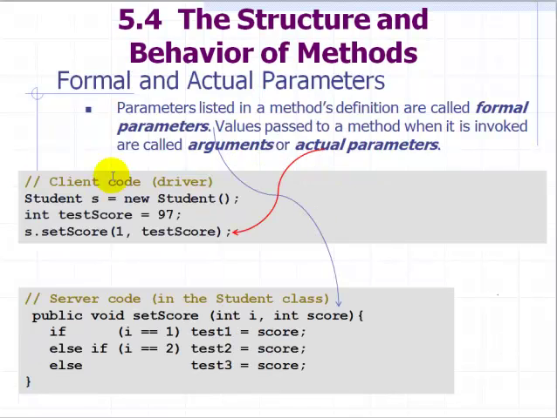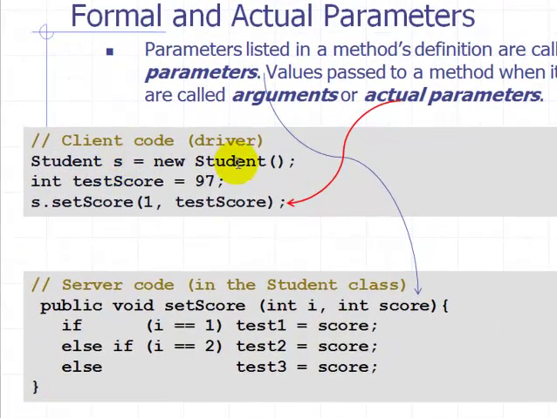Let's put the driver and the code from the actual object on the same page again. We have a student, let's call it s, and we're using the default constructor, and we have an integer called testScore, and that has a value of 97. With this student s, we are going to invoke the setScore method. We remember that the setScore method takes two parameters. The first parameter represents which test is going to be changed, and then the second one represents the value that's going to be put into that test score.